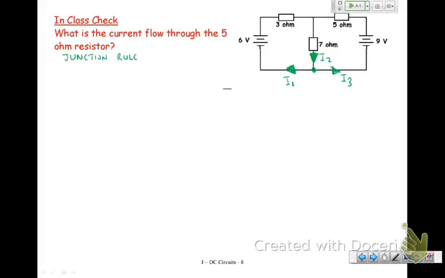Junction rule is I2 equals I1 plus I3. Does that not make sense based on my diagram? I've got I2 coming into the junction, and I1 and I3 leaving the junction. So there's my junction rule. That's the first step. Then the second step is you decide on a loop direction.